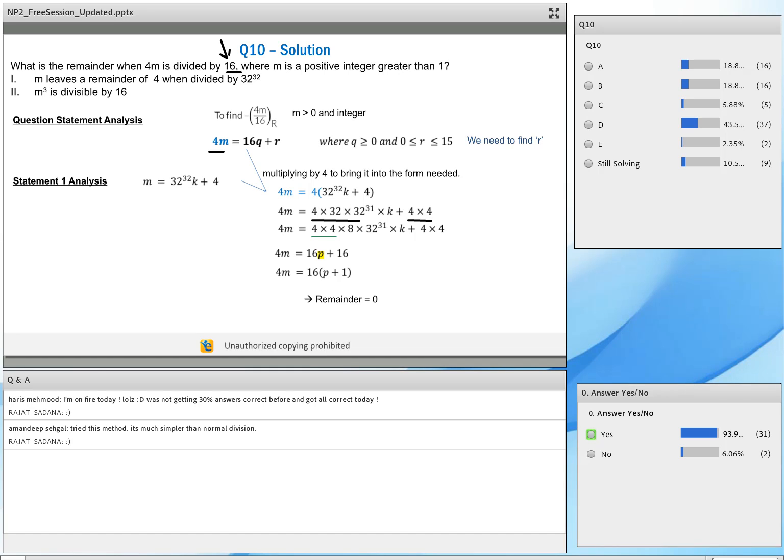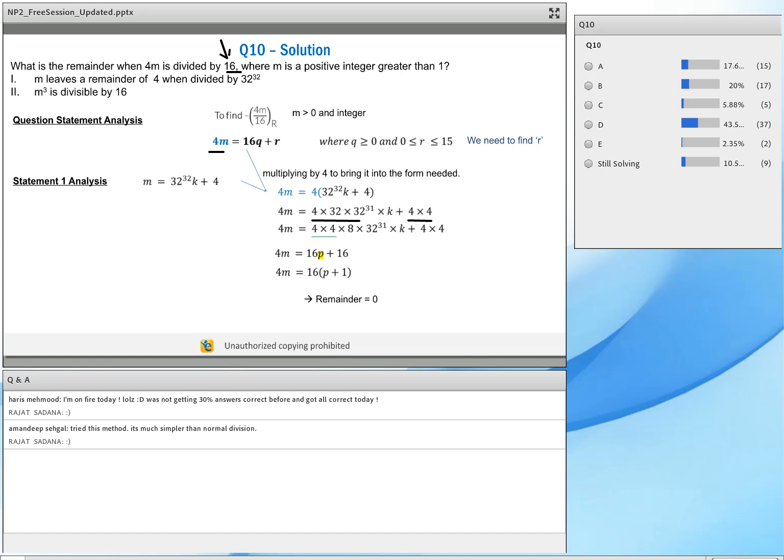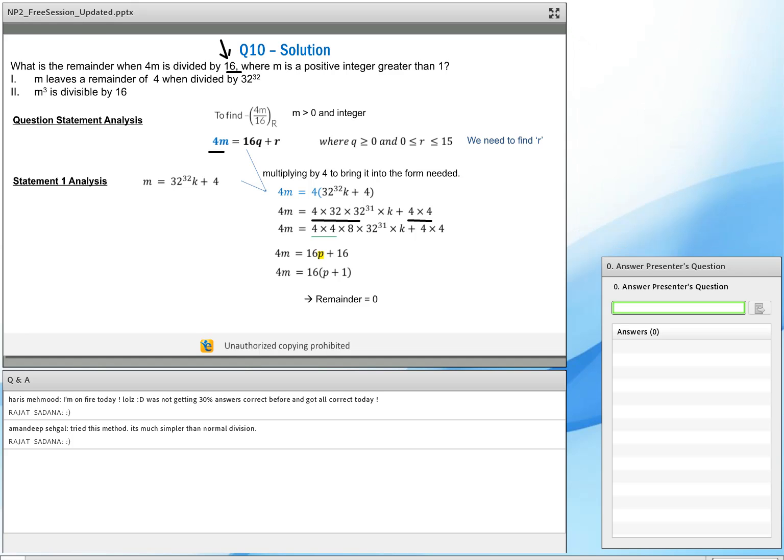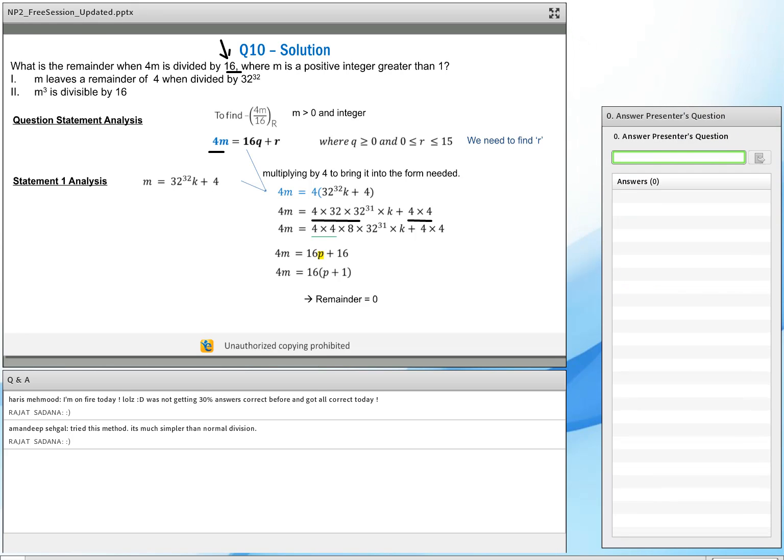Now, how many of you were able to get to this, that statement 1 is sufficient? Well, I can see at least 44 plus 19 or so. So about 63% of you were able to get to this. For those of you who weren't able to get to this, why? Where did you falter? What made you falter?